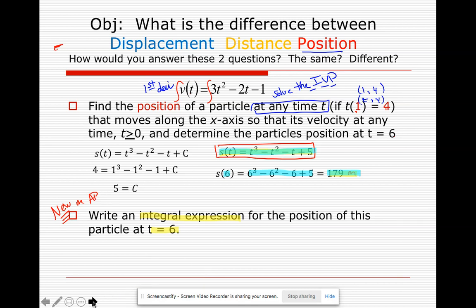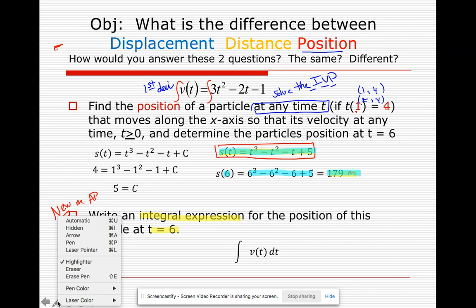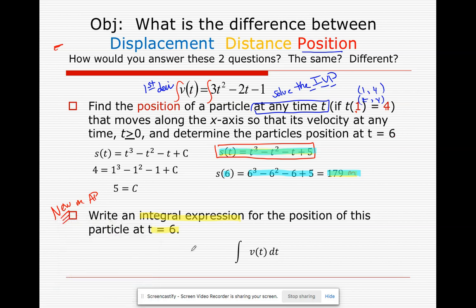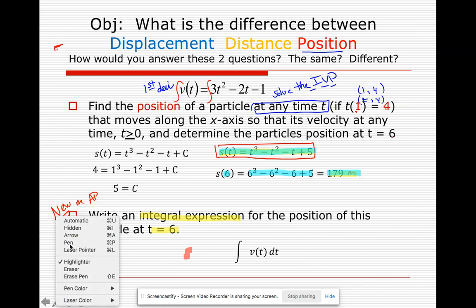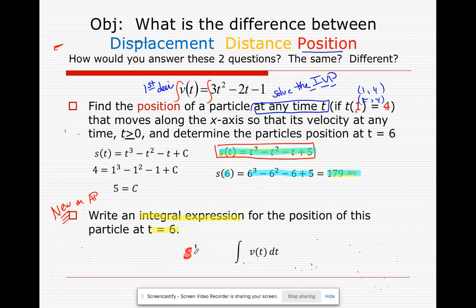So now, position means meters. I was given velocity, so I am sure I am going to have to use the antiderivative of velocity somehow. I just want an expression. I don't have to write equals. But in reality, what I'm after is, oh crap, I want S of t is equal to not algebra. I want S of t is equal to an integral.